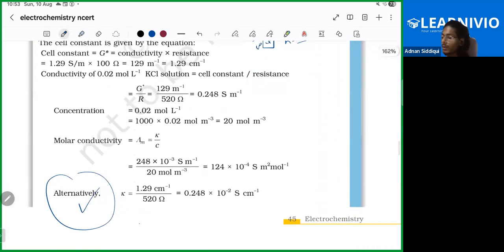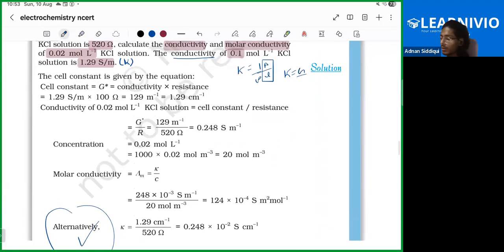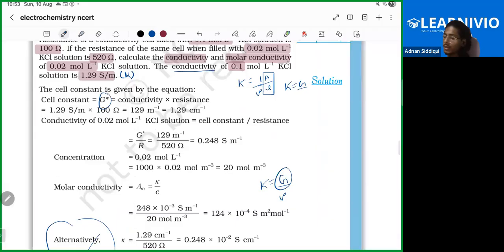C for kappa, what formula do we have? Kappa is nothing but your cell constant divided by your resistivity. सेल कांस्टेंट आप यहाँ से निकाल लोगे, उसको यहाँ पे लगा देना. ठीक है, मैं इसको करके भेज दूंगा बाद में.